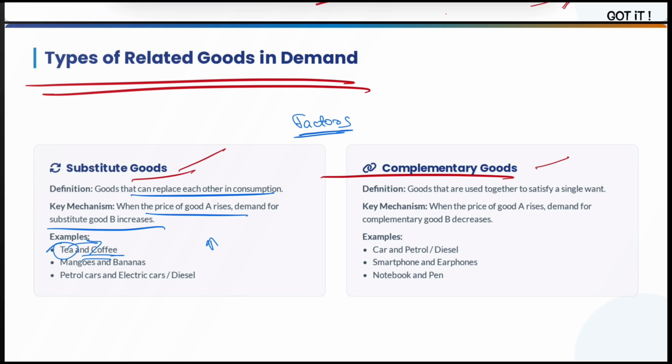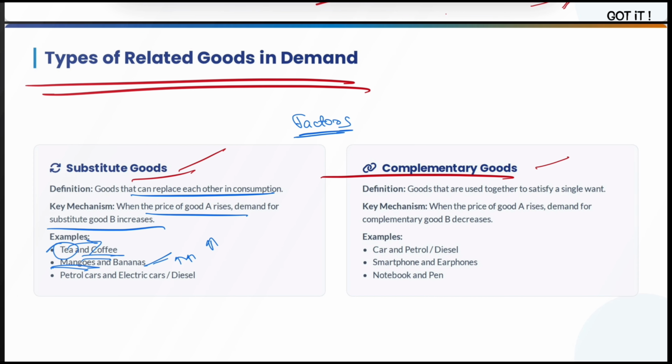Or if you have mangoes and bananas in a market, if the cost of mangoes is increased so considerably, then people would choose their alternative, substitute goods, and go for bananas. So then the demand for bananas will increase. So that is how things will work in substitute goods.